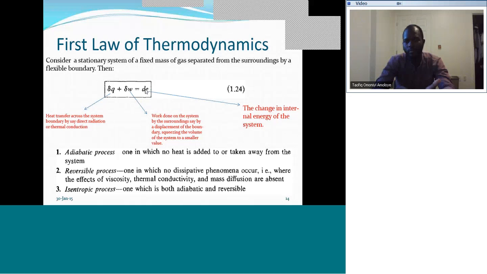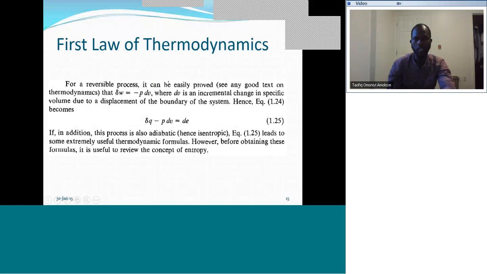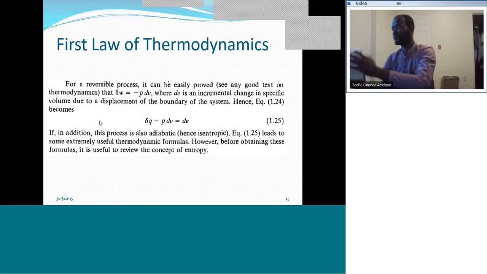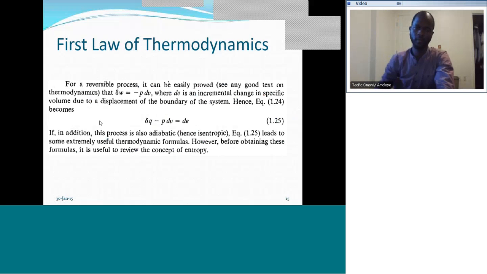For a reversible process, it can be shown in most thermodynamics literature that the work done is also equal to negative PdV. So dV is just an incremental change in specific volume due to the displacement of the boundary of the system. That means we can rewrite the statement of the first law of thermodynamics as del Q minus PdV equals dE, where we just substituted minus PdV for del W.